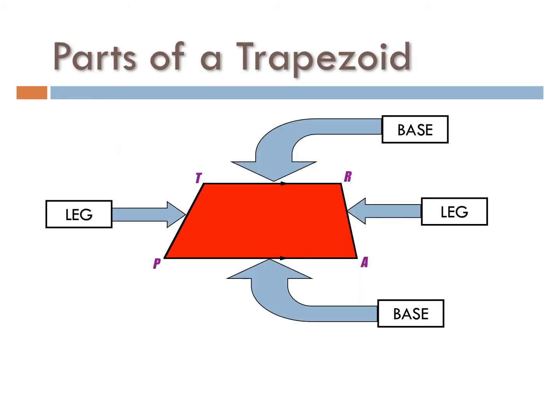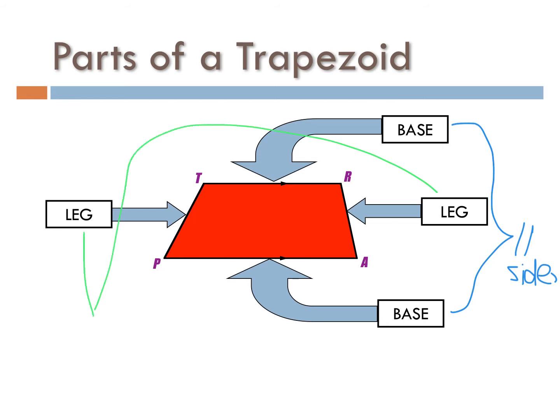So next, let's talk about the parts of a trapezoid. A trapezoid has bases, and the bases are my sides that are parallel. So let me write that in here. The bases are the parallel sides. The legs are the non-parallel sides. So this leg and this leg are my non-parallel sides.